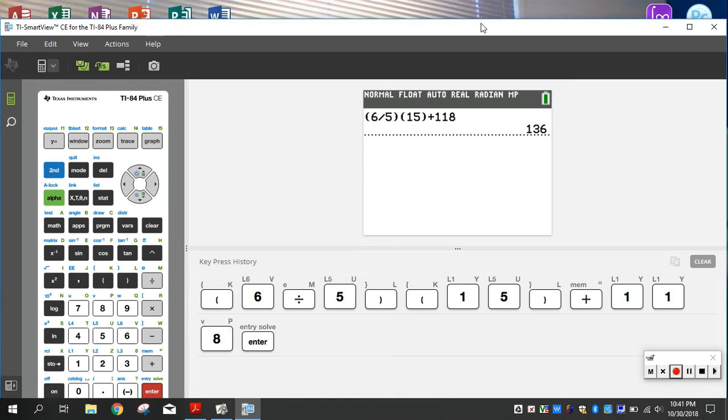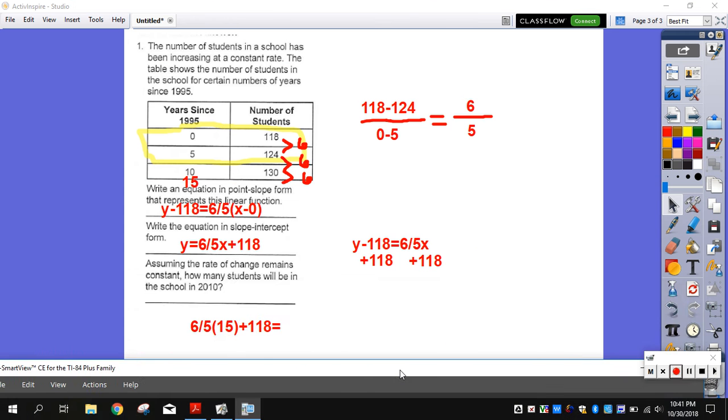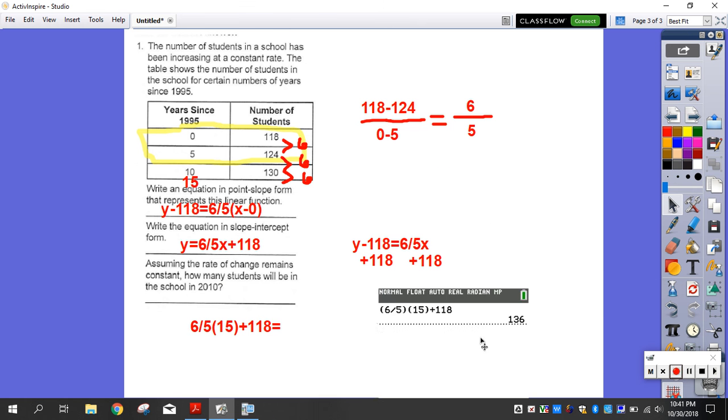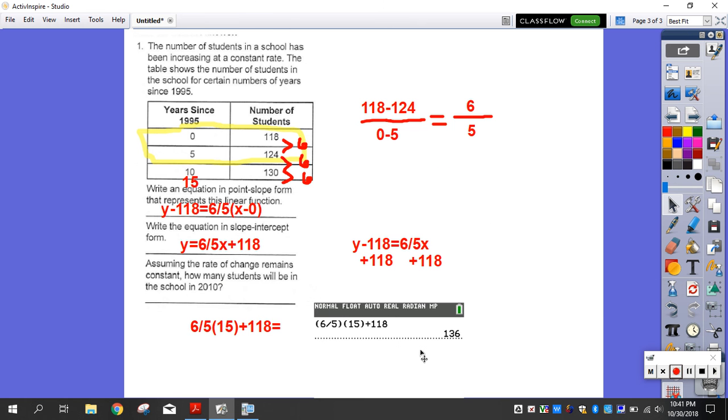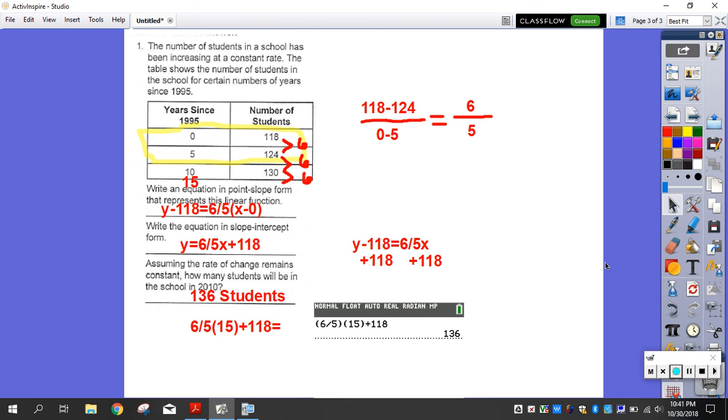Now, we knew from the table that we had a pattern there, and so we could just use that pattern to extend it to get 136. But this is how you could use your equation to get that answer. So either way, it would be 136 students that would be in the school in 2010. And so that's how you can use point slope form to help you problem solve with linear relationships.